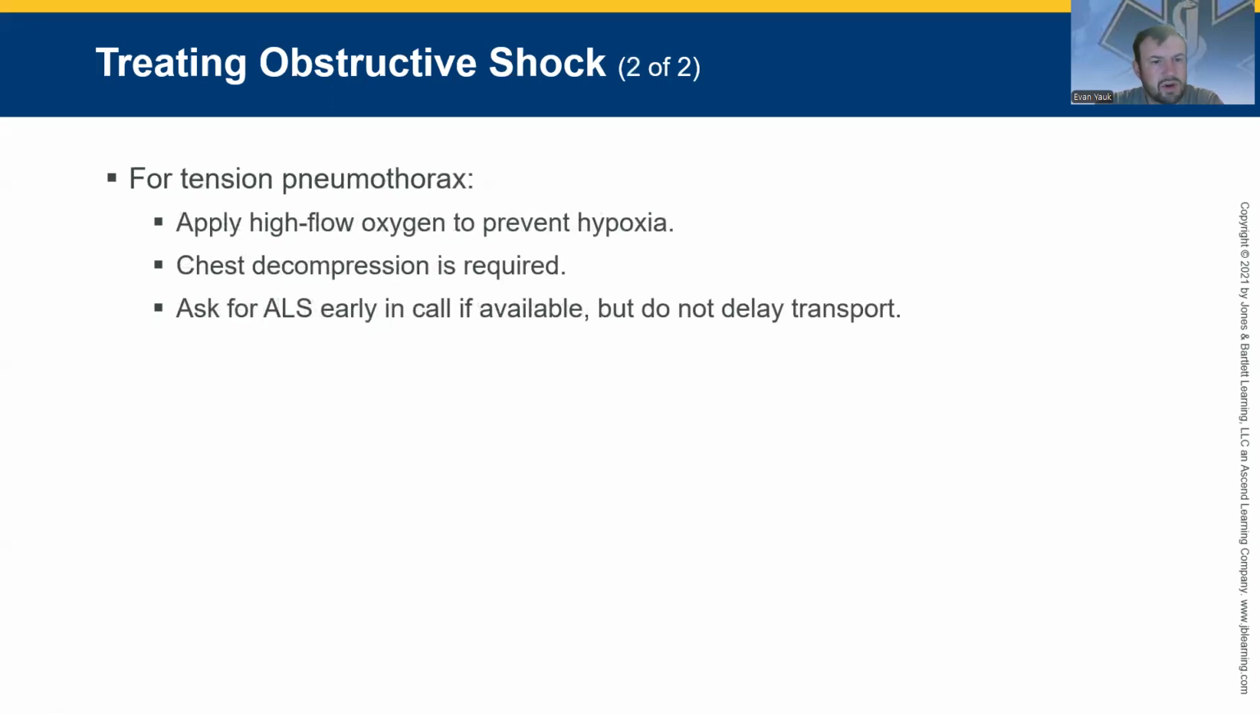For tension pneumothorax, apply high flow oxygen to prevent hypoxia. Chest decompression is required, so go ahead and ask for ALS if you think you need it. If you suspect this, do not delay transport. You can meet ALS en route.